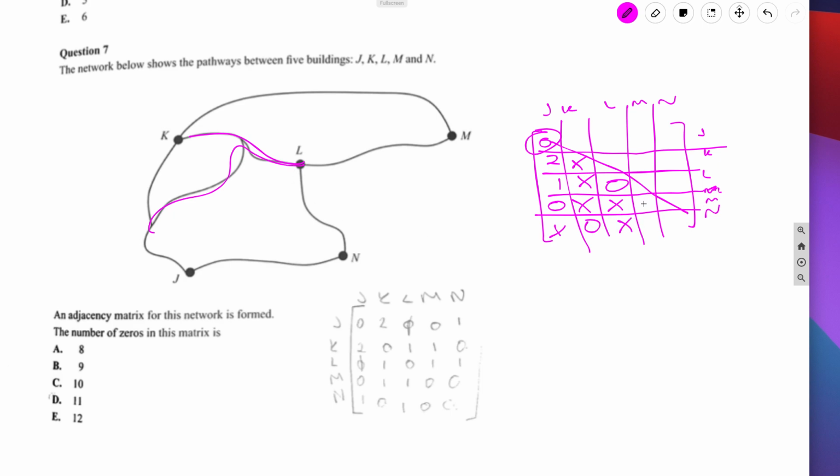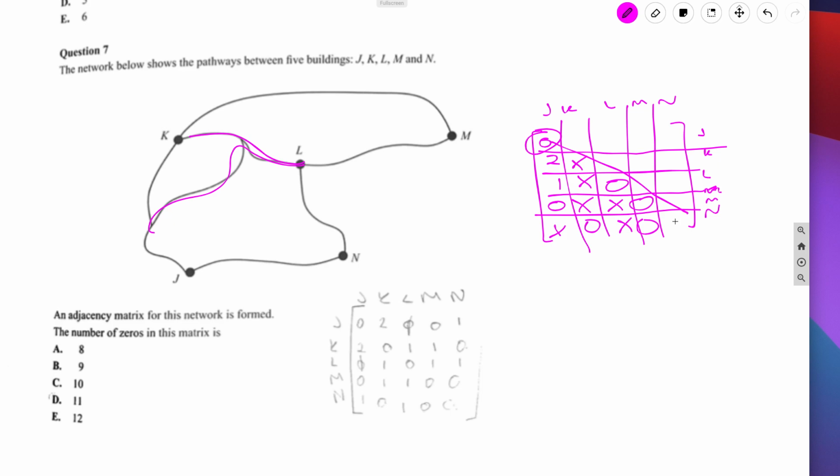Then we've got M to M. That one's not possible to loop, so that one's a 0. And M to N also can't get there either. So there's 1, 2, 3, 4, 5, 6 of them that I've got 6 zeros. Oh, and then there'd be more on the other side. So the ones that are right along the diagonal.